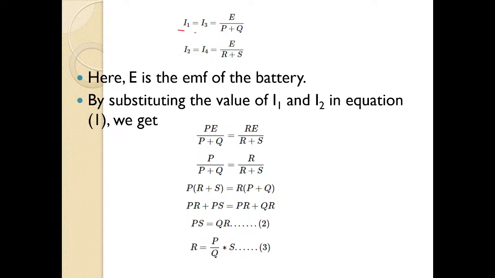So that's why you can write current equations. I1 is equal to what? I3. So what is the current equation? Voltage by resistance. What is the resistance? P plus Q. And I2 equal to I4. So voltage by resistance R plus S. So the voltage source, you can see in the above figure.